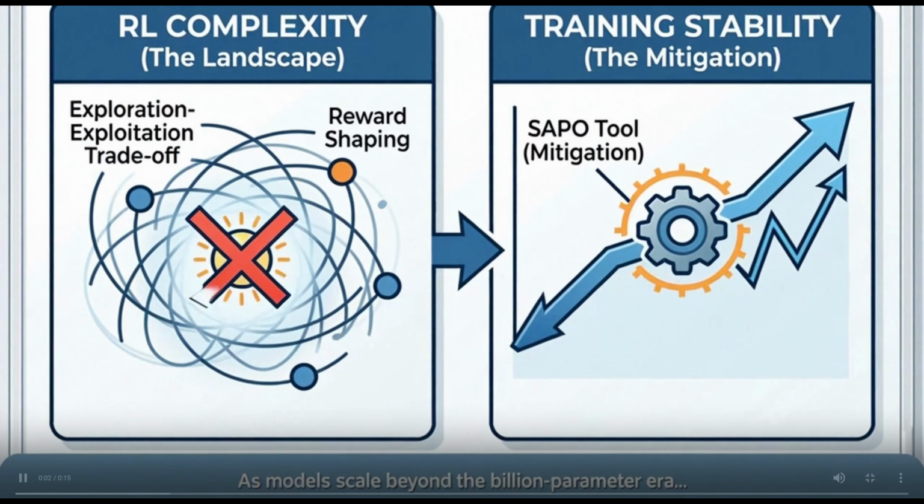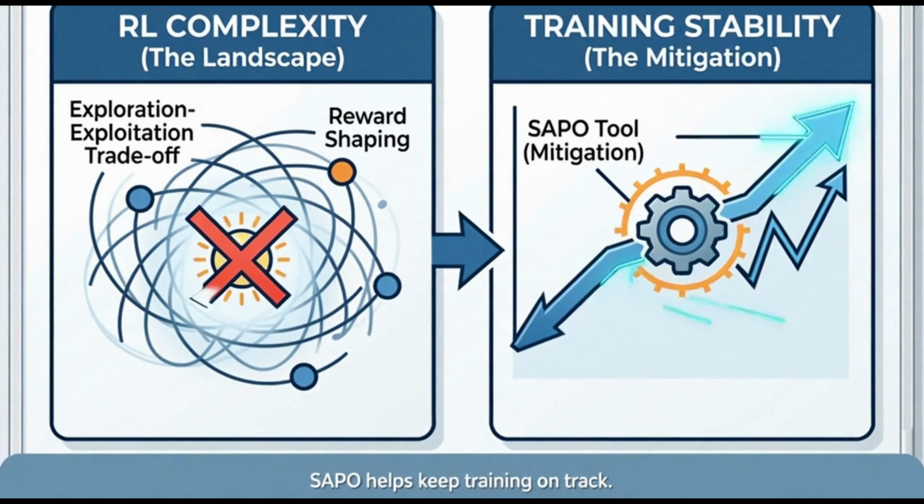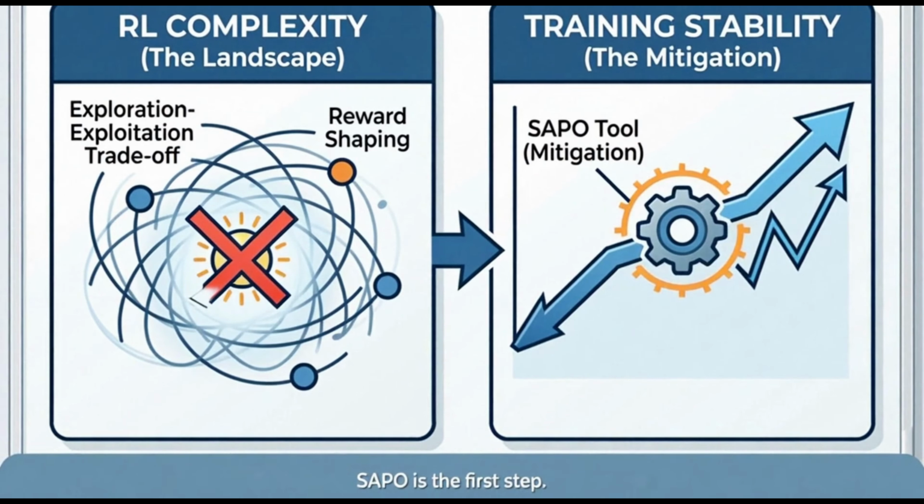As models scale beyond the billion parameter era, stability becomes more than optimization. It's the foundation for progress. Reinforcement learning is still a maze of exploration, uncertainty, and reward design. SAPO helps keep training on track, but it's not the whole story.